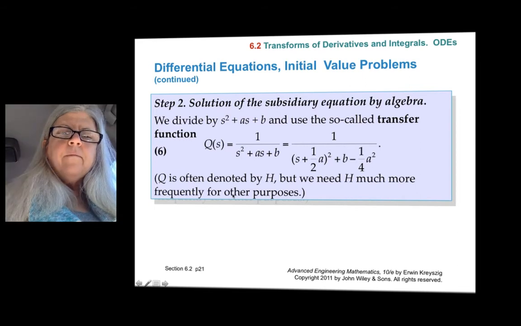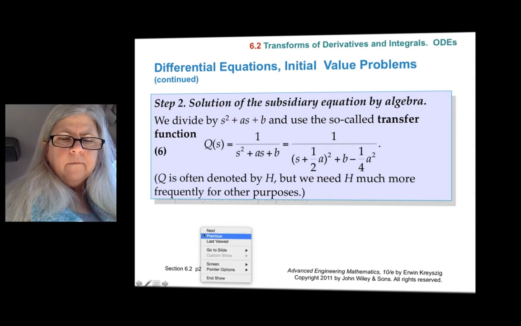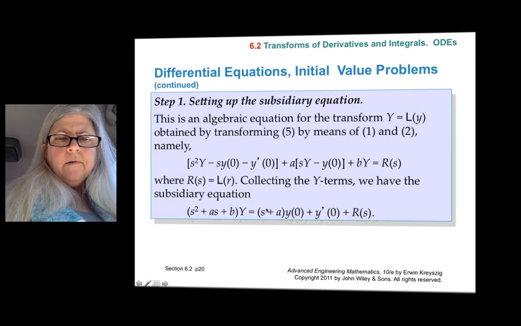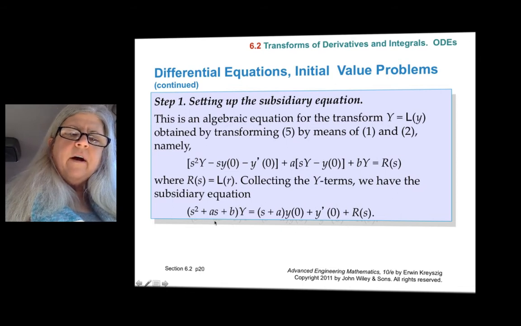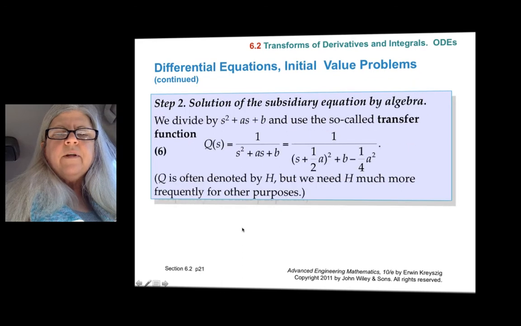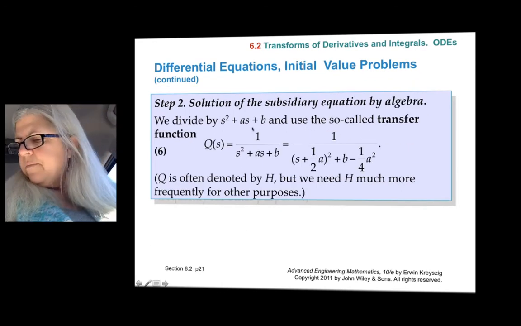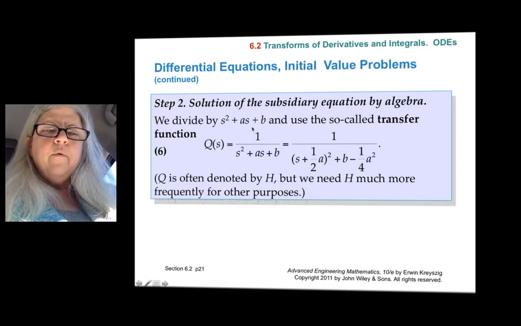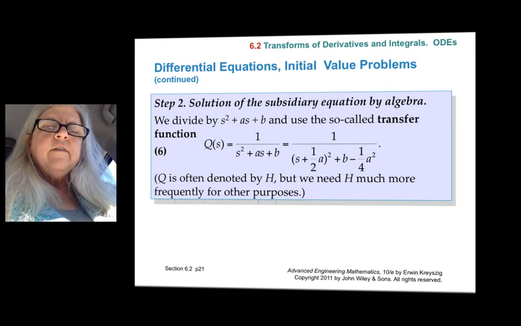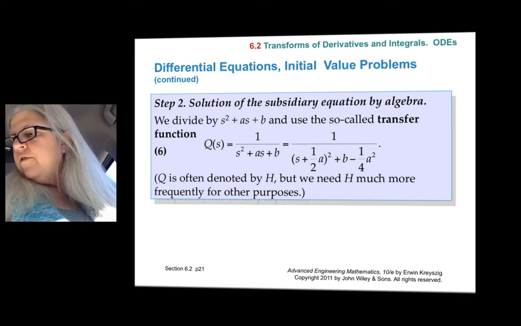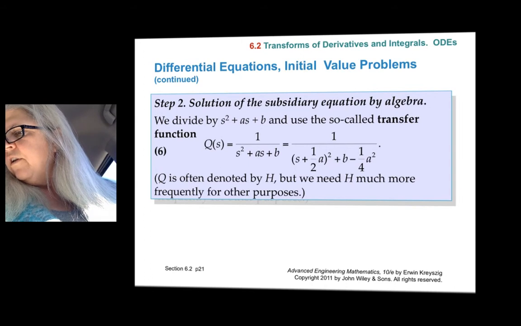When we do that, we get what's known as a transfer function. Let's go back a step. So in this case, Y is going to be all of this stuff on the right-hand side of the equal sign divided by our s squared plus as plus b. They're just basically putting a 1 there to have a discussion of a transfer function in general.